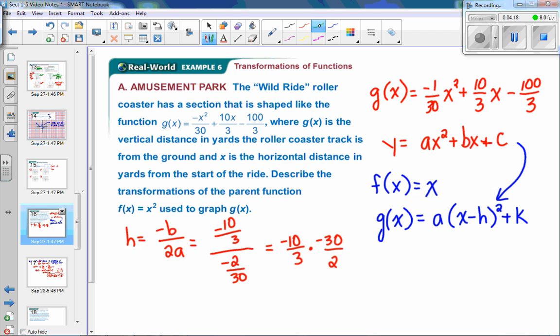Now I can do a little bit of canceling, because 3 goes into 3 once, 3 goes into 30 10 times, 2 goes into 2 once, 2 goes into 10 5 times. So I end up with a negative times negative is positive. So I end up with a positive 50. That's my x-coordinate for the vertex.